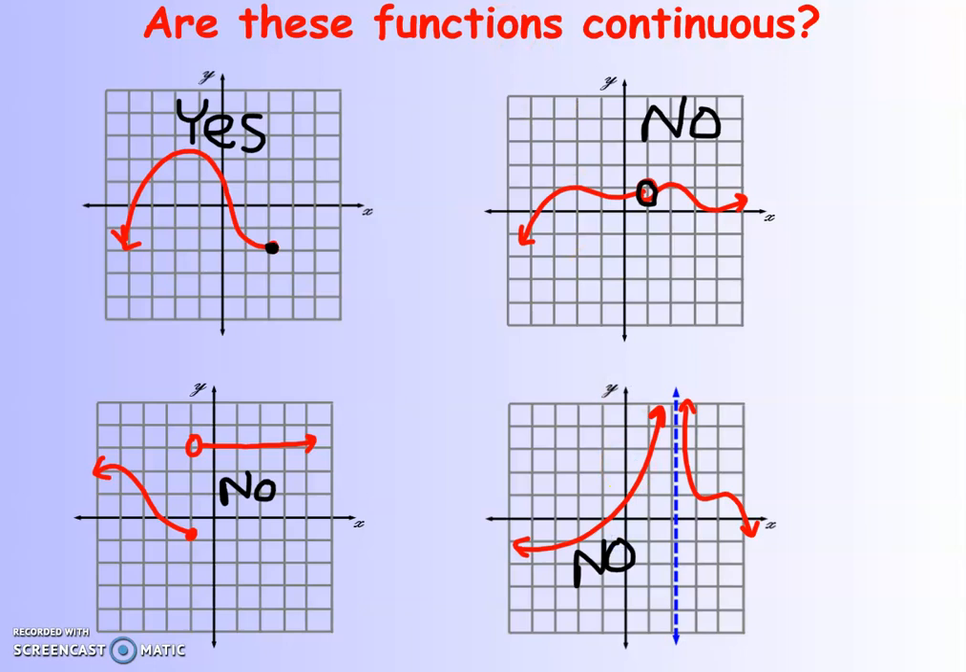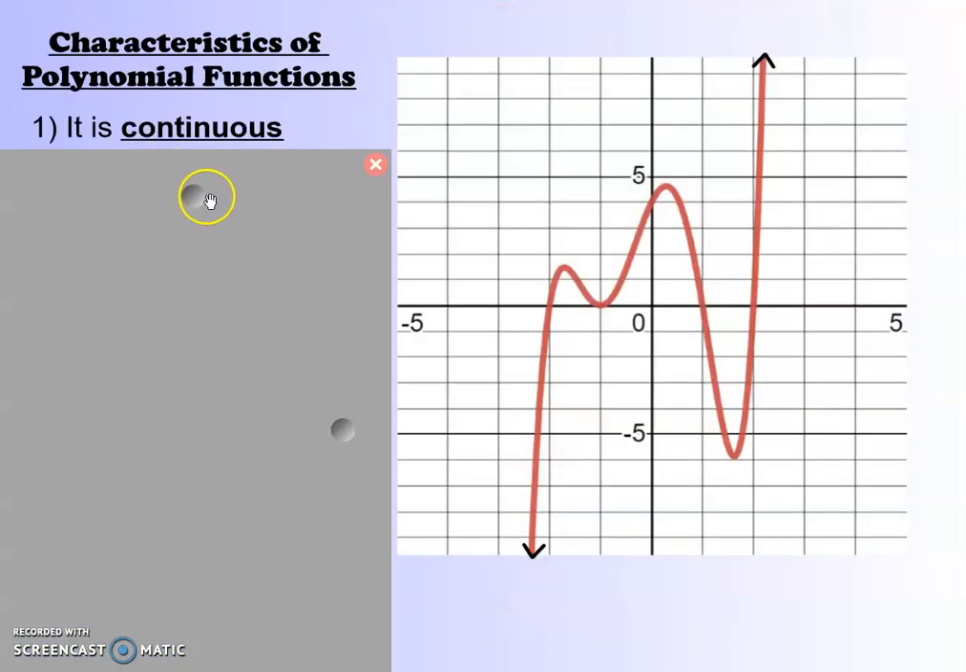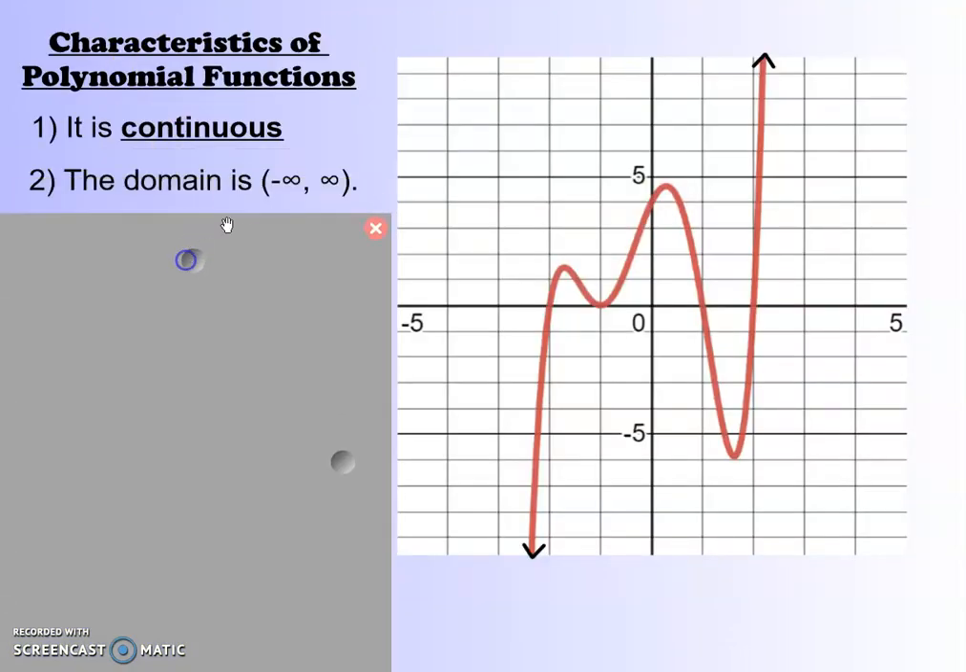So let's go back and look at some other characteristics of polynomial functions. The domain is negative infinity to infinity. The domain, the x values, this graph goes on forever to the left and on forever to the right. The domain, the x values, are infinite, to the left, to the right.